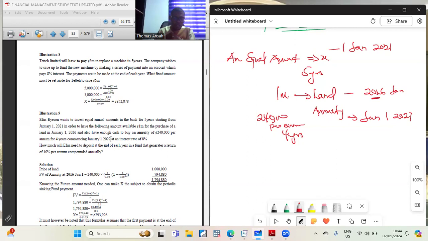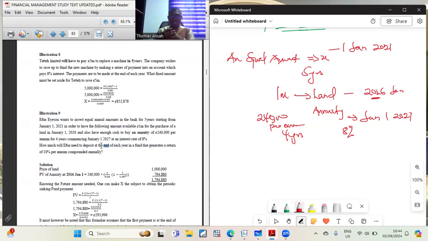For those 4 years, the interest rate is 8%. The question asks how much one needs to deposit at the end of each year in a fund generating 10% annual, compounding annually. So we need to know how much she should be saving. Is this a present value or a future value? The question already says it is at the end, so if it is a future value, we are looking at an ordinary annuity.